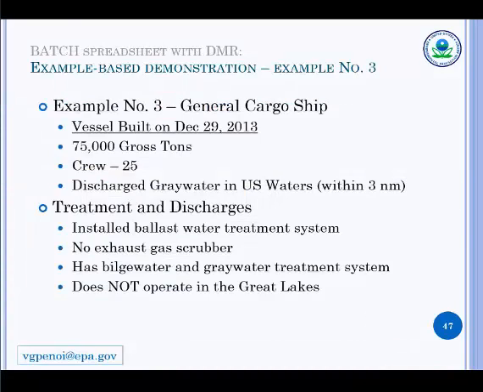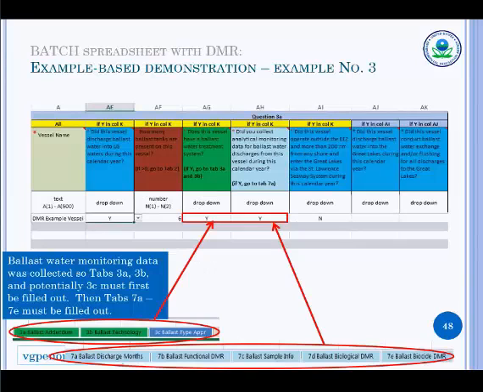So that was a gray water example. Now let's look at a more complicated example. In this one, the vessel has installed a ballast water treatment system, so is required to also perform ballast water monitoring. Again, on the questions tab, by answering yes in column AH of that tab, this vessel is now required to provide DMR data in the annual report, beginning with tab 7A.